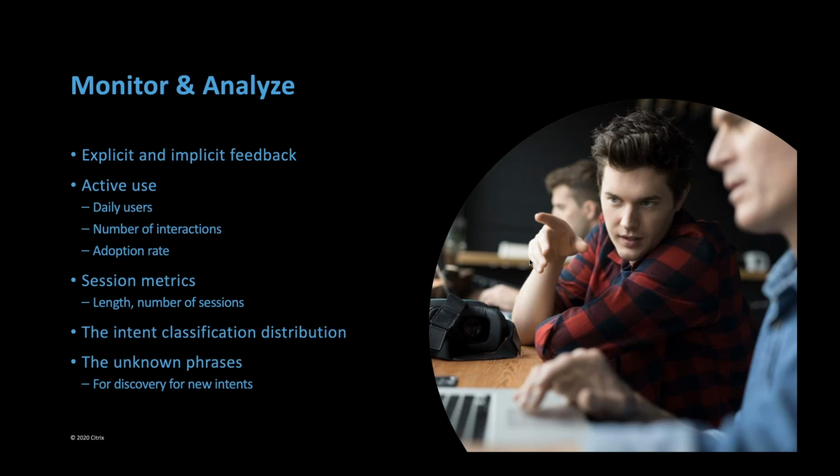Then we have an intent classification distribution, which helps us to see which intents are most used, least used. Again, it helps us to focus on what we can improve and make better. And we have some discovery capabilities for unknown phrases. So if there is some repeating phrase which we cannot answer, we can discover it and we can add it to a current skill or create a new skill from scratch.